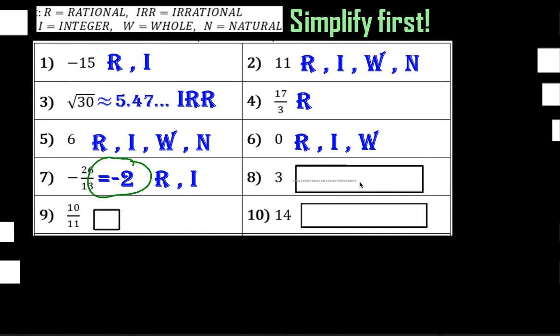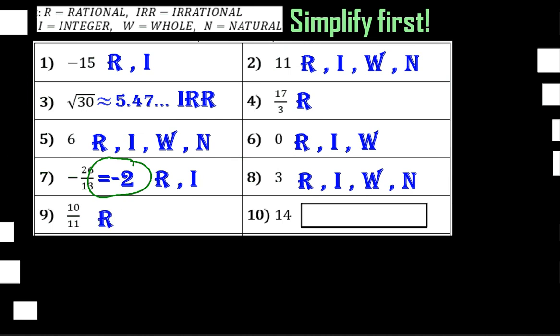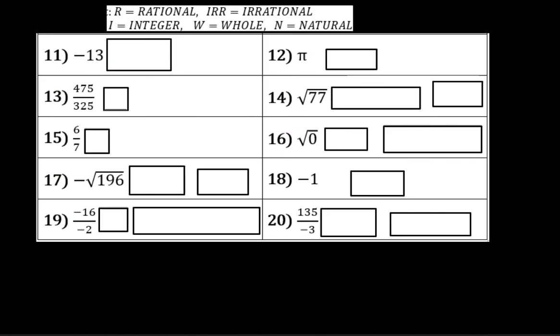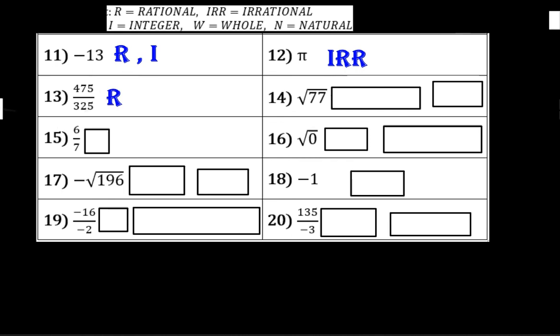For number 8, it's a counting number, which means it is all 4 of those subsets. For number 9, it's a simple ratio, it's a simple fraction, it's rational. And for number 10, it is rational, integer, whole, and natural. Moving on after that, we have negative 13, and that's going to be rational and an integer. Pi, that's that go-to irrational number. We have a very large number, but it is a ratio because it is a fraction.